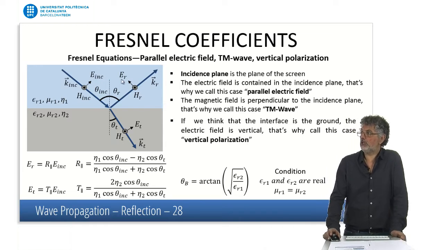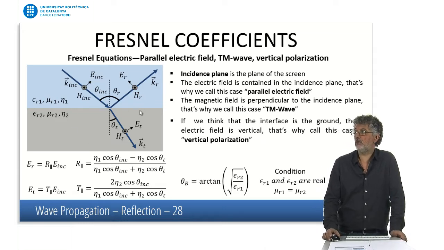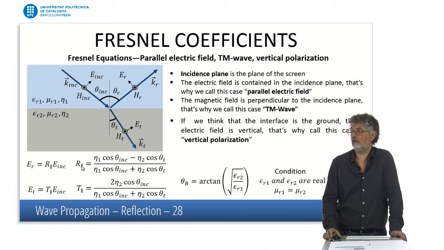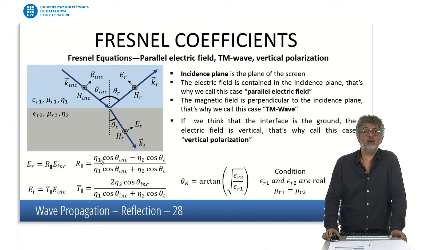Well, given the situation and the representation of the incident and the reflected field, and using the boundary conditions at the interface, and you know that the boundary condition at the interface is that the tangential component of the electric field has to be continuous, we can find the reflection coefficient and the transmission coefficient. Those are expressions that depend on the incident angle, transmission angle, and also on the values of the characteristic impedance of medium 1 and medium 2.